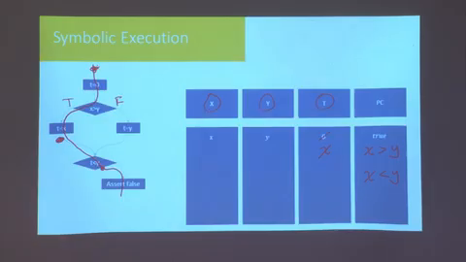Yes? The way you just presented it makes it look as if you would explore every possible branch. So how do you, I mean, one of the advantages of symbolic execution is that you're trying to save the need of exploring all possible branches, which would be exponential. So how are you avoiding that over here?